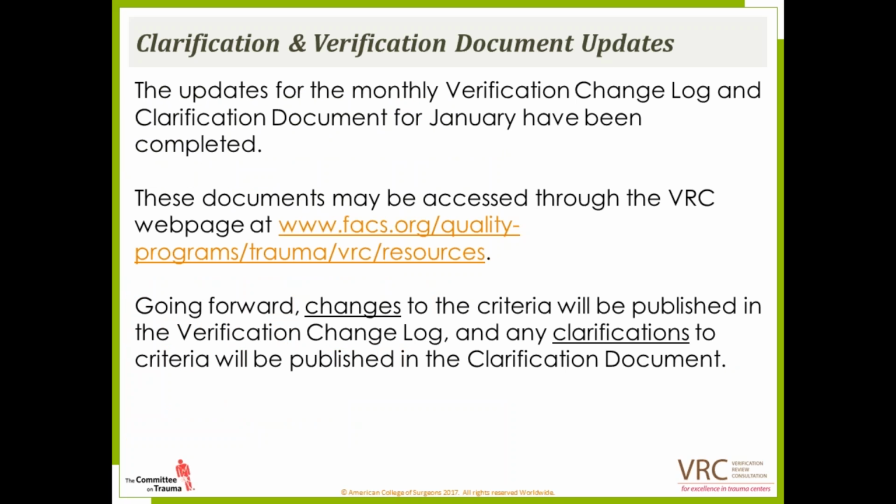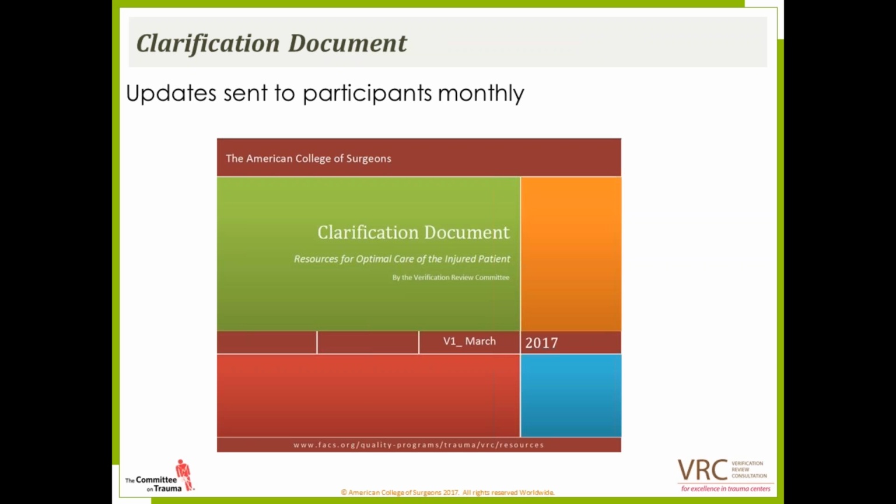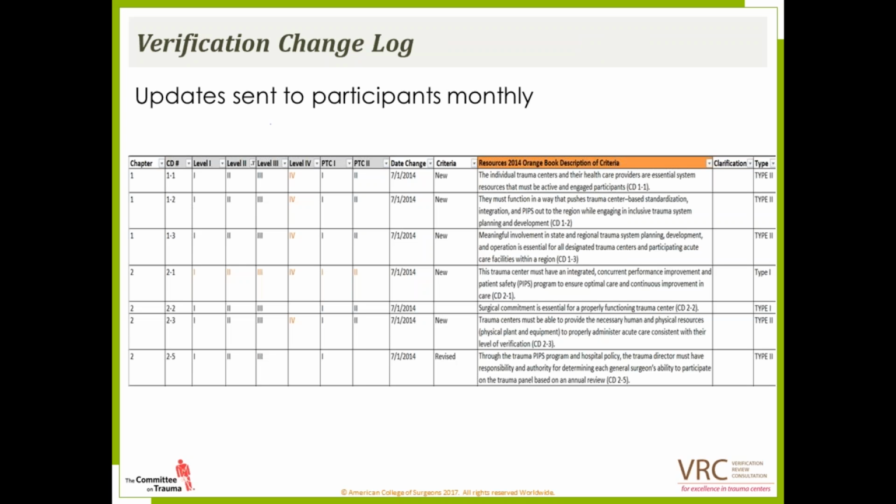Just a couple of things about the difference between the clarification documents and the verification change log. The verification change log will contain any changes made to a criteria, standard, or requirement. We use those words interchangeably. The clarification document may contain some of those changes early on, but the clarification document for future use will be used to clarify any standards that may be nebulous. This is just a screenshot of what the clarification document looks like. It's a little different than the change log. This is a screenshot of the change log. And again, you can sort the change log by level, by criteria, any way you like. It's in an Excel format.